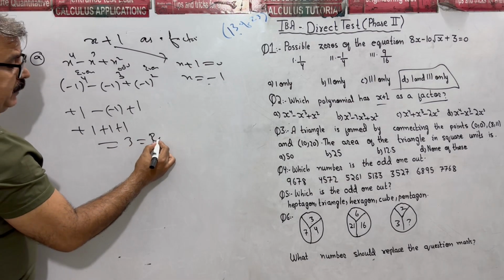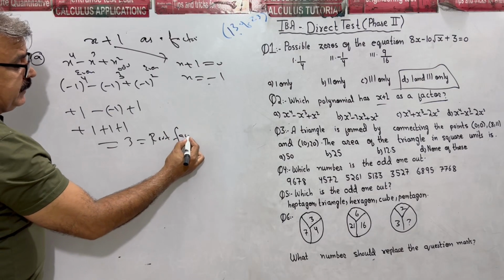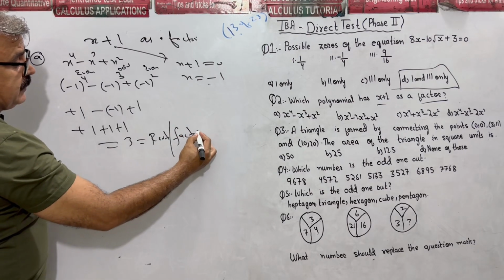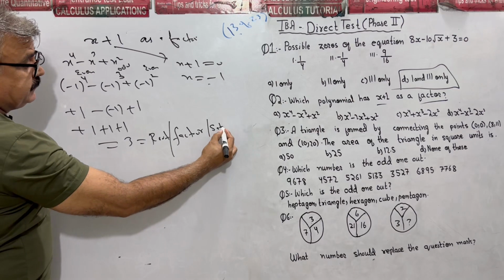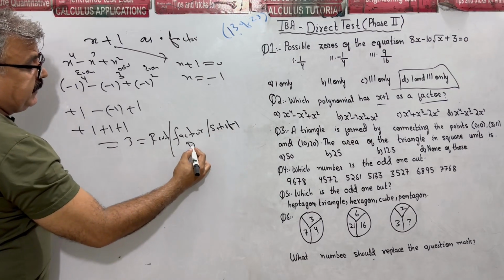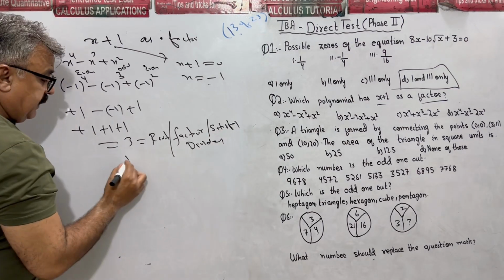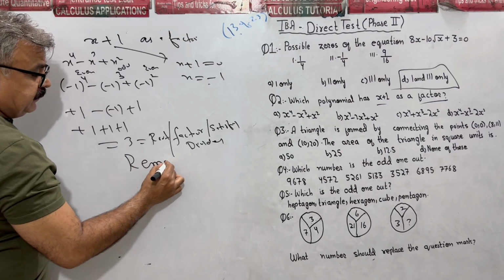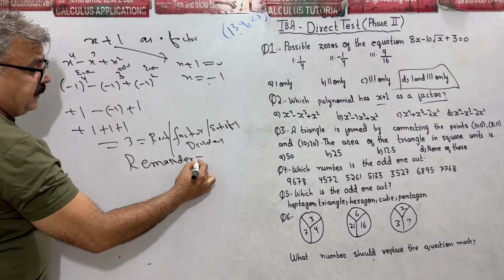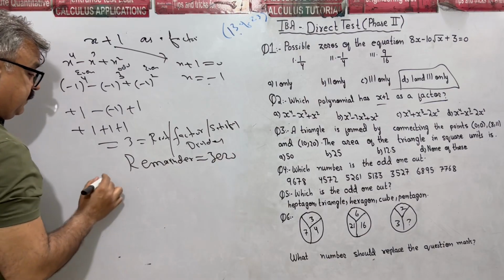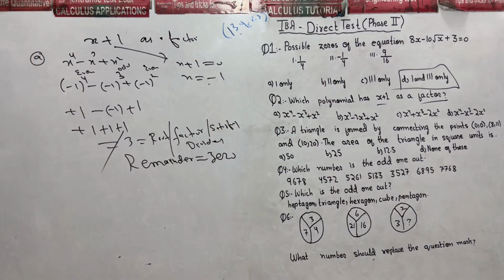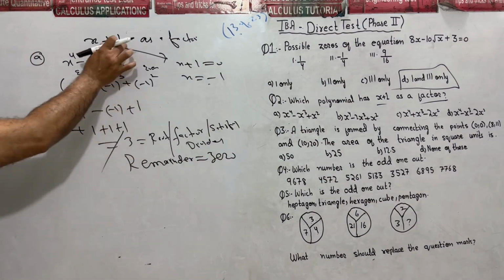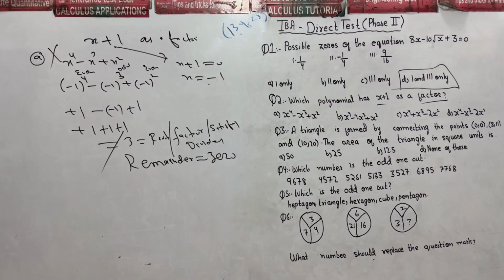For a root, factor, to satisfy, to divide, we need the remainder to be 0. In this case the remainder is not equal to 0. So x plus 1 is not a factor of this expression.